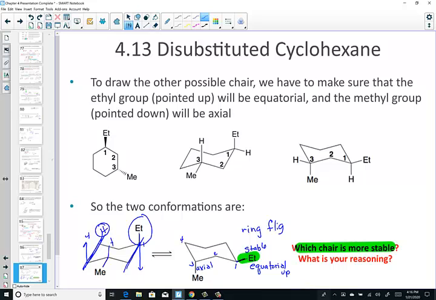You would have these hydrogens taking up space and causing steric hindrance with this flagpole position. So this is a less stable conformation because the larger group is up on the flagpole position. Even though we have a methyl on a flagpole here, that group is smaller than the ethyl group, so that's less steric hindrance.